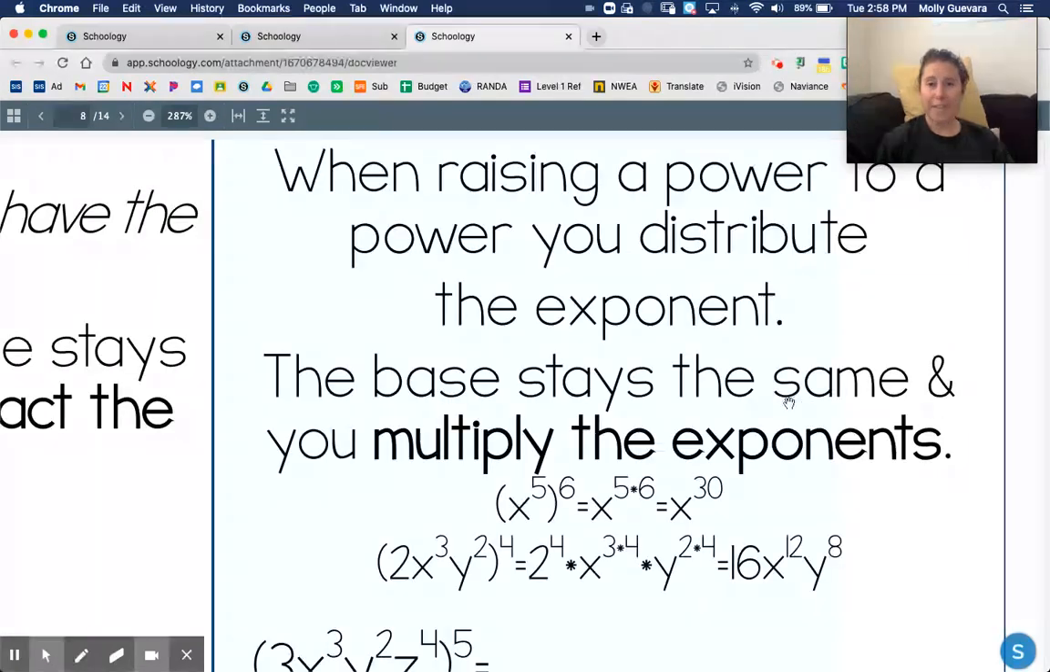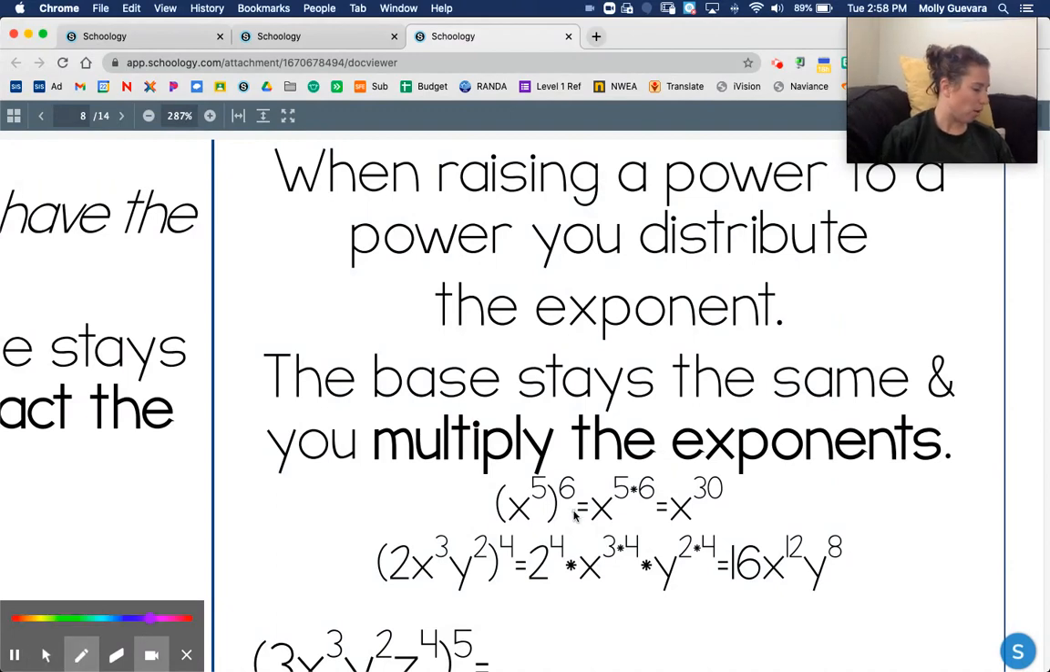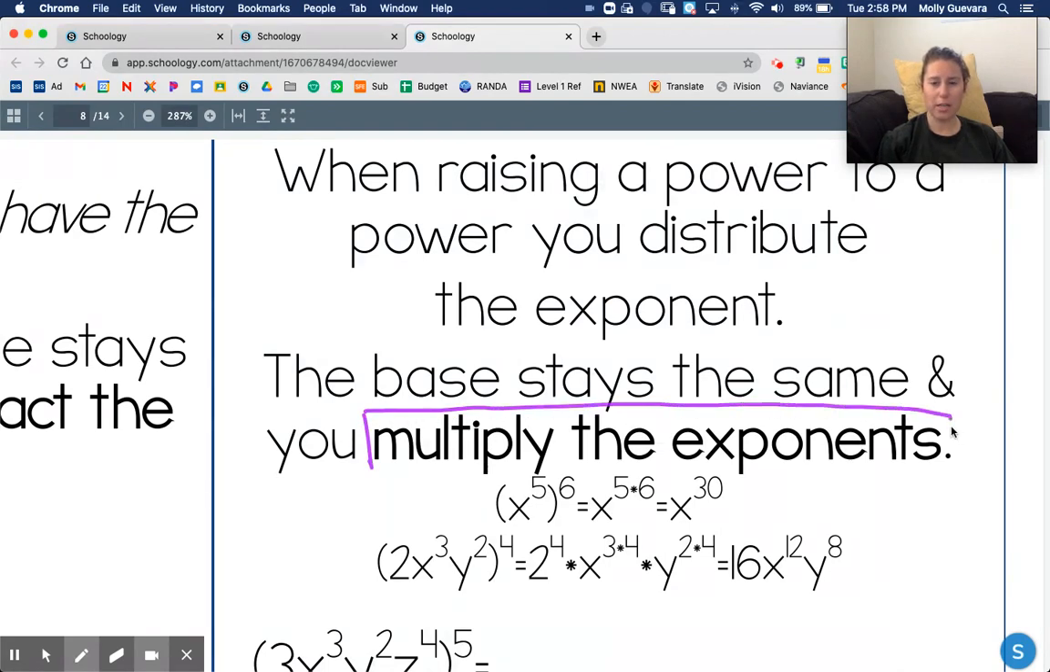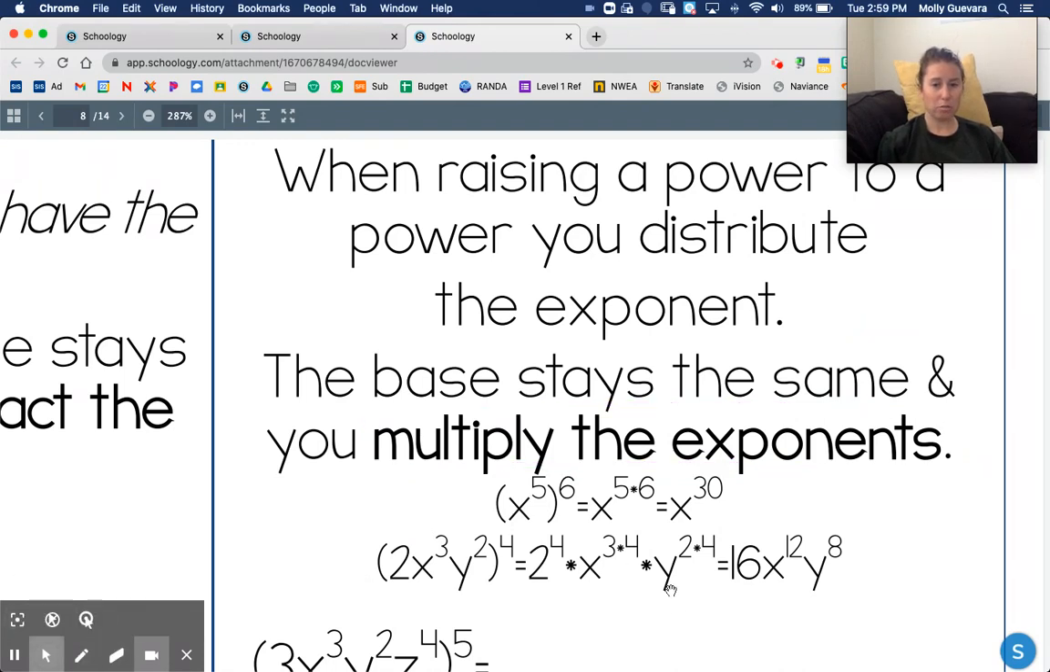All right, so now our next slide is raising a power to a power. So this is the example here, like if I have x to the 5th to the 6th power. So when raising a power to a power, you distribute the exponent. So we multiply the exponent in. Basically, the base stays the same and you multiply the exponent. So here is where you multiply the exponents. Okay. When you multiply the bases, you add the exponents. When you raise a base to another power, you multiply the exponents. So let me show you, let me scroll down so we can see this.